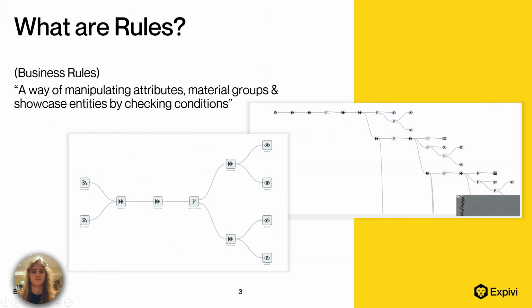So, to start off with, what exactly are rules? Also referred to as business rules. The Expivi rule system allows you to manipulate attributes, material groups, and showcase entities by checking certain conditions within the product configuration.